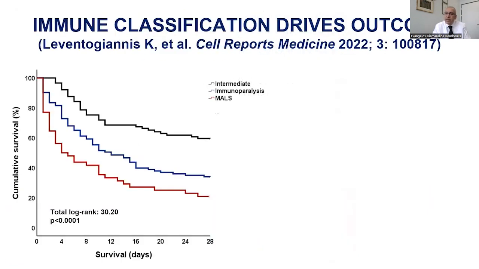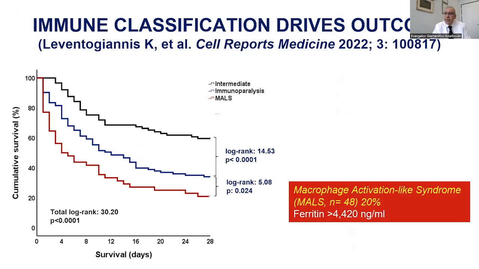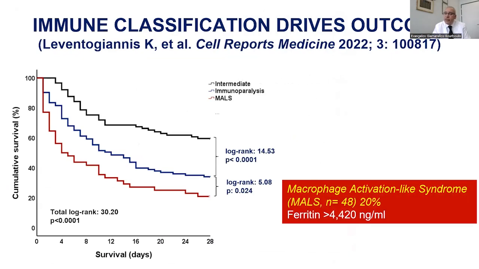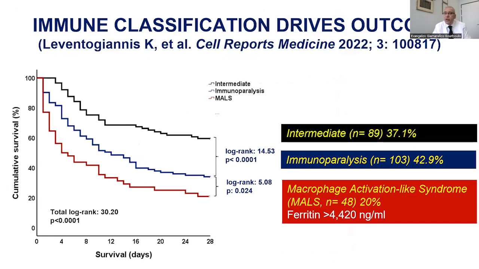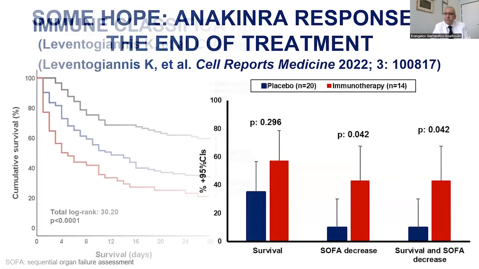So look how immunoclassification drives outcome. Patients in red are those with macrophage activation syndrome. They have the worst outcome. As a matter of fact, it is roughly, in our study, 20% of the patients. Only 20% stay alive after 20 days. Above them are patients with immunoparalysis. It's roughly 42.9% of the entire cohort. Only 40% remain alive after 20 days. And finally, those with intermediate state had the best prognosis.